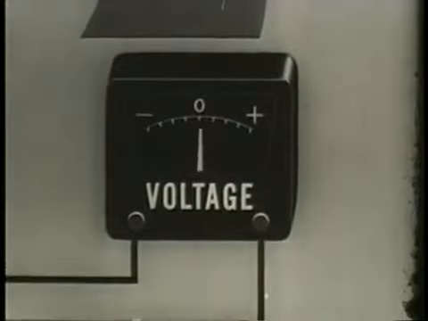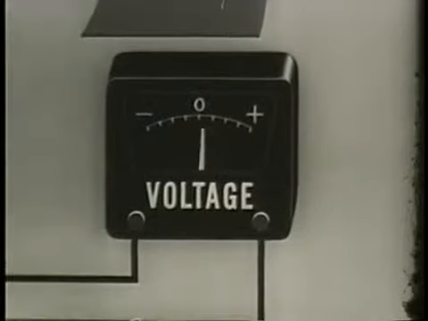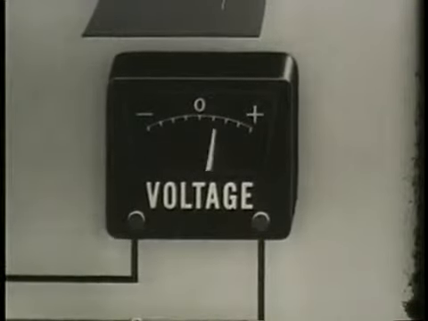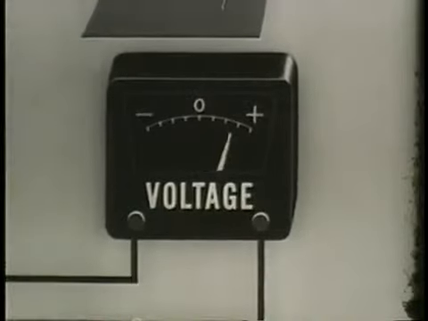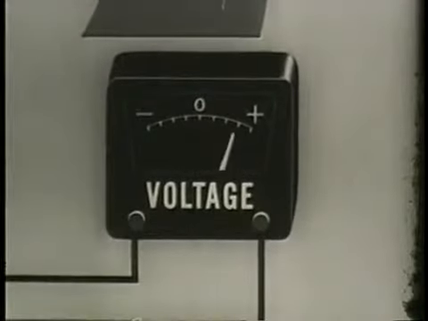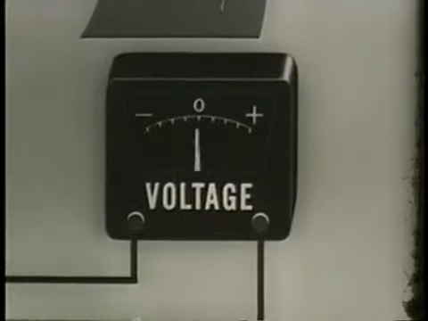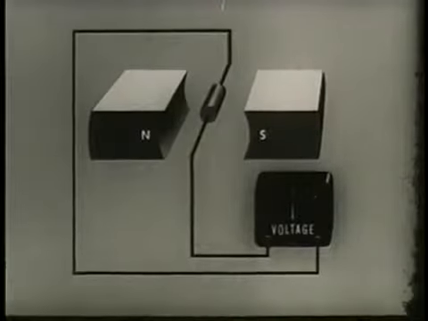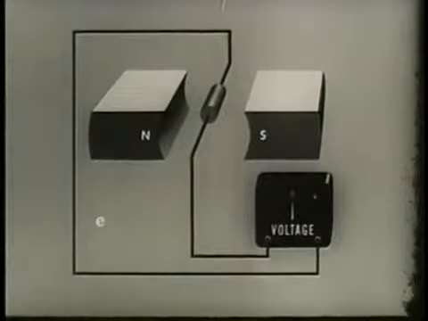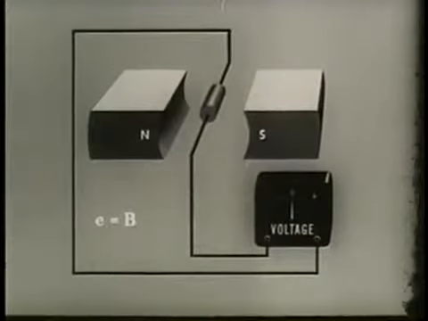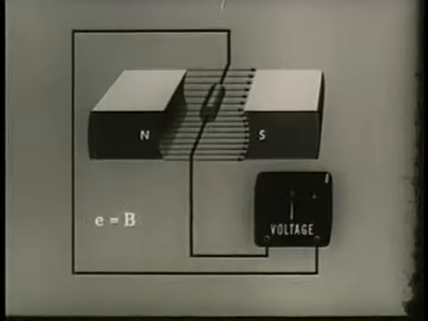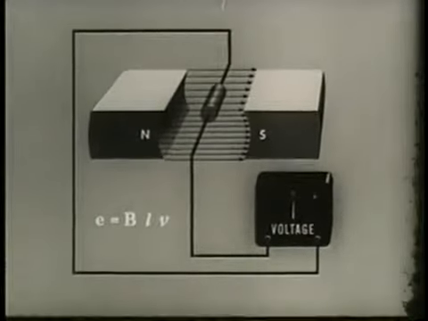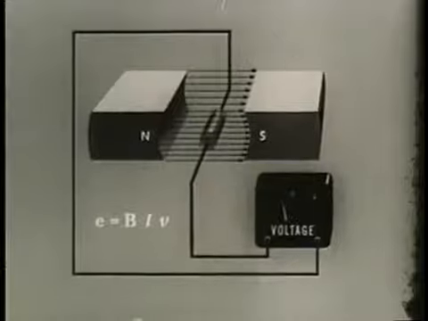The amount of EMF generated at any instant is determined by three factors: the strength of the magnetic field, that is the number of lines of force, the length of the conductor cutting the lines of force, and the velocity with which the conductor is turning. We can determine the amount of instantaneous EMF by a simple formula. The instantaneous EMF E equals B, the strength of the field, times L, the length of the conductor cutting lines of force, times V, the velocity of the conductor.